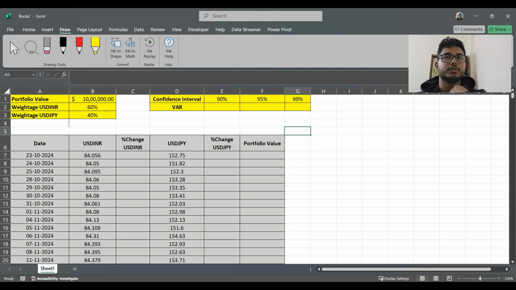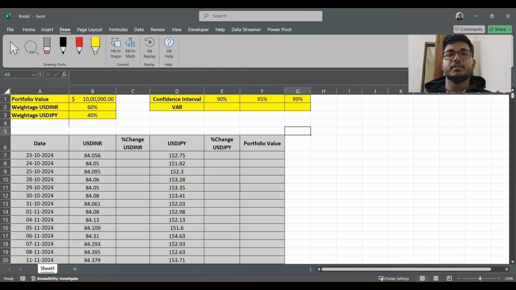Okay. So what exactly is VAR? So VAR is simply a maximum loss that I can expect with a certain level of confidence over a given period of time. So there are two things required for VAR: the time period and the confidence interval. For example, a 95% VAR of $5,000 will mean that I have a 5% chance to exceed $5,000 in one given day. So it's basically a statistical measure of downside risk.